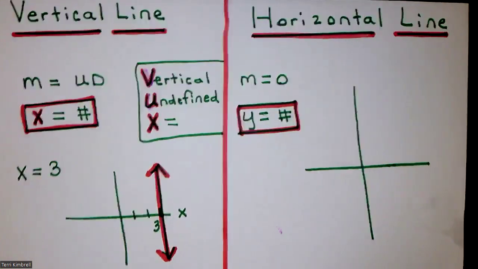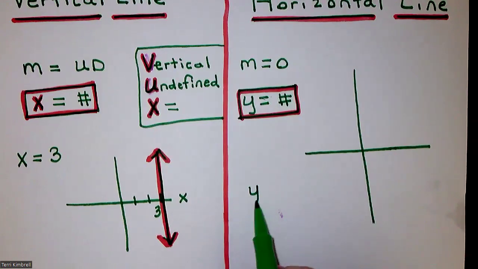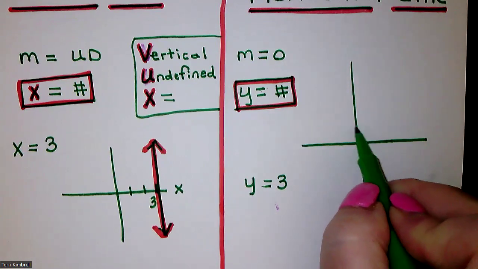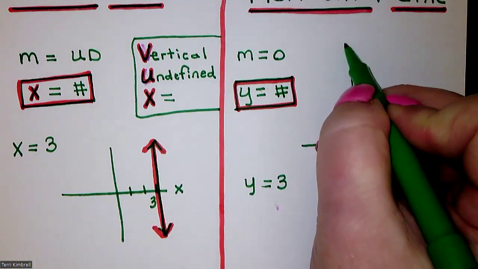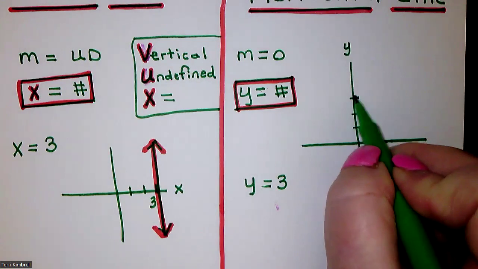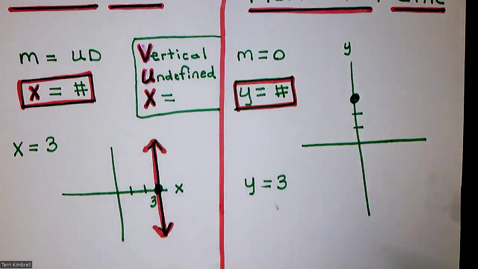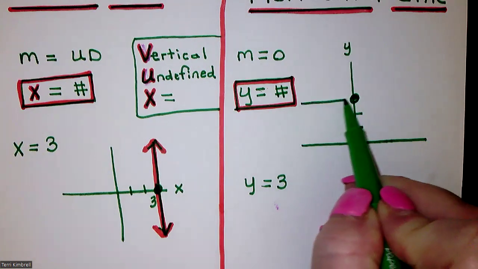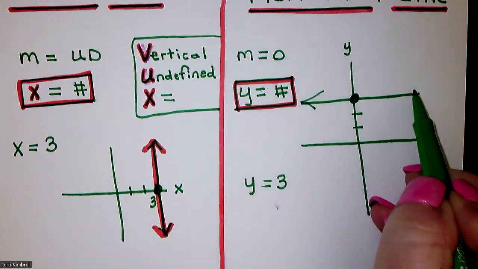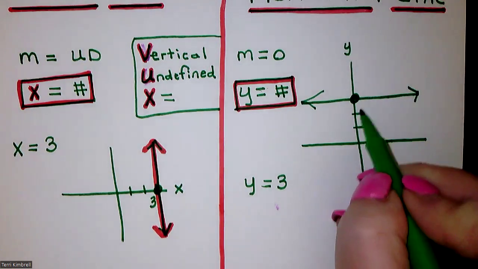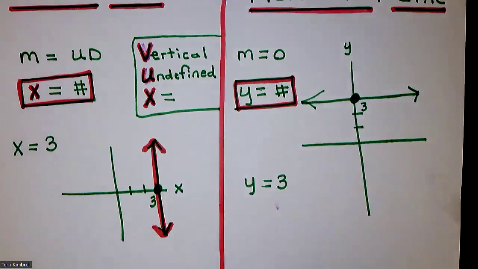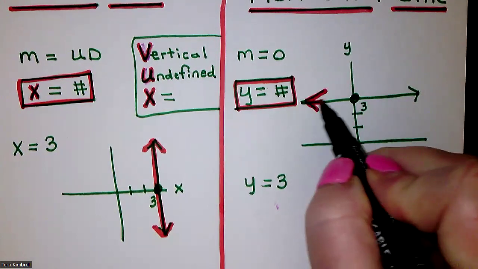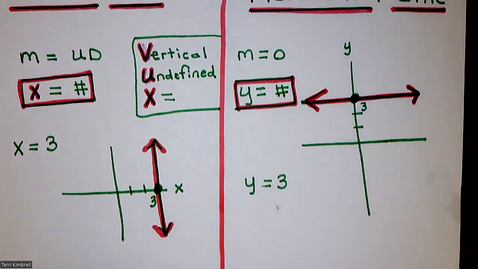So when you look at this one, we'll say this equation is y equals 3. You're going to find the 3 on the y-axis, just like we found the 3 on the x-axis. You're going to draw a horizontal line that goes through the 3. So this would be a horizontal line that would pass through 3.